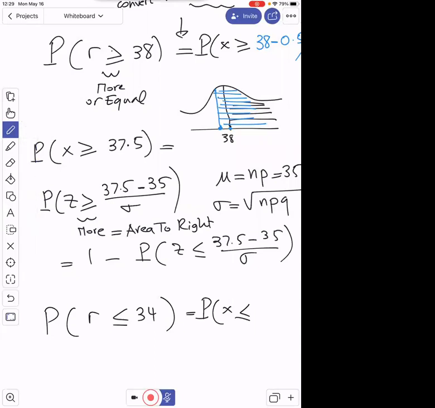So when you have less, it's 34 plus 0.5. Okay, so that's the only difference with the previous. Of course, this is less. So when you convert to Z, you can get the answer from the table, right? Etc.